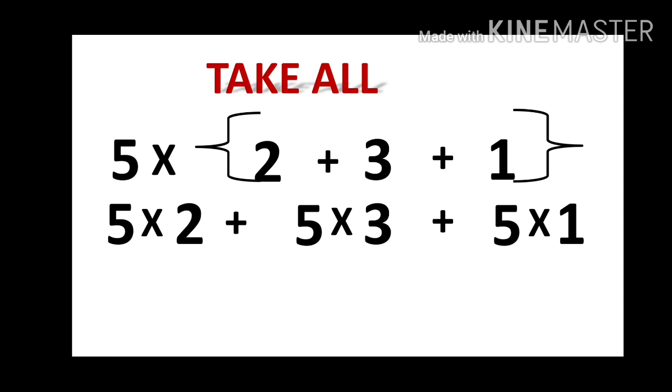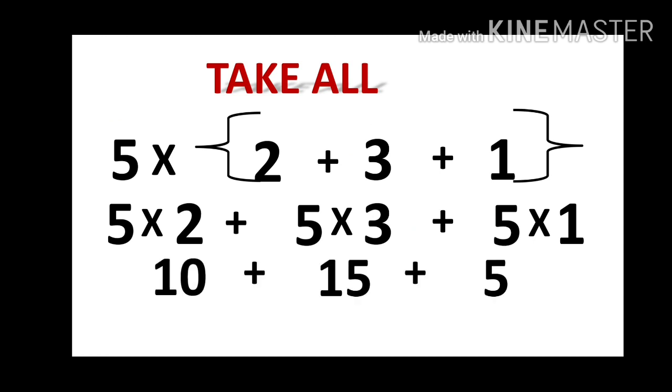2 plus 3 plus 1, that is one group. The 5 is multiplied with the total group. So 5 2s are 10, 5 3s are 15 and 5 1s are 5. The total becomes 30. This is the take all rule.